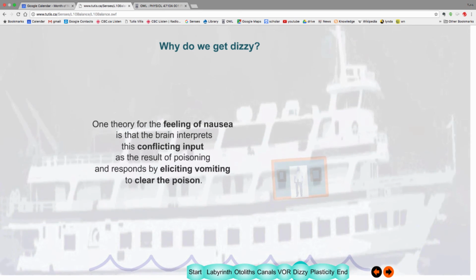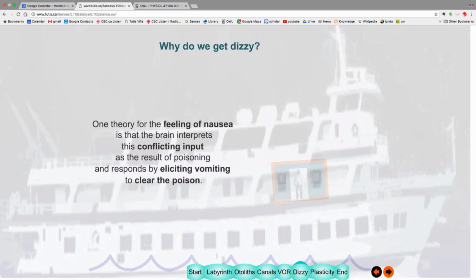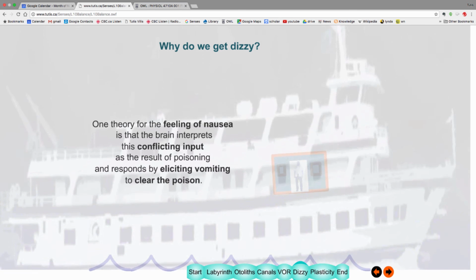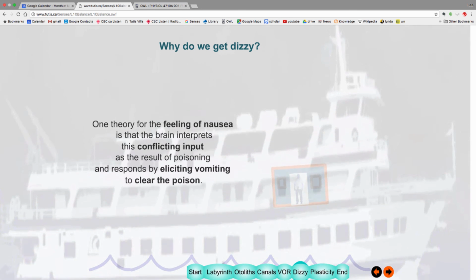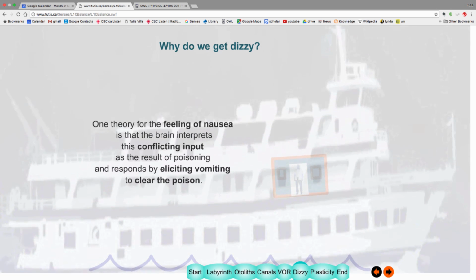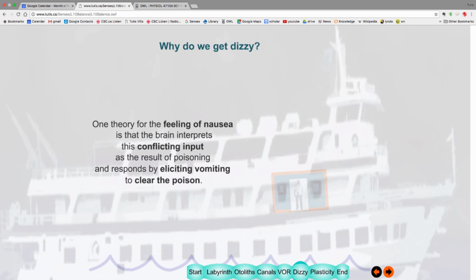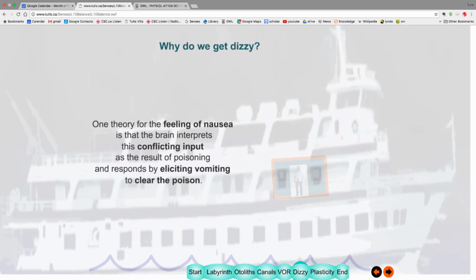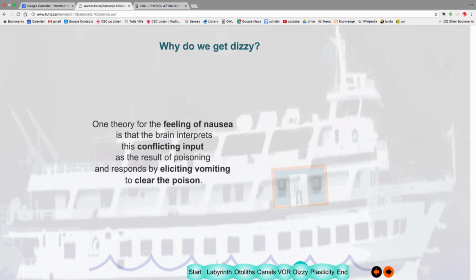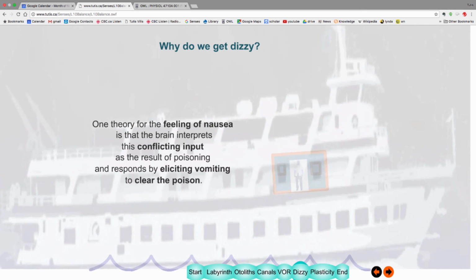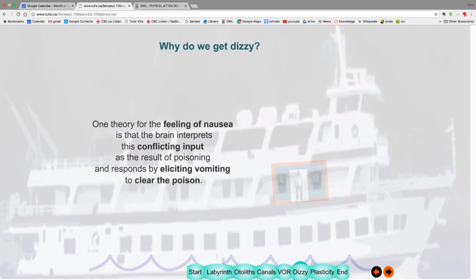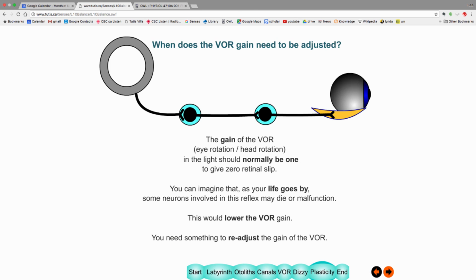Now, often the sense of getting motion sickness is associated with a feeling of nausea. And again, the brain interprets these signals being in conflict, so one signal telling you one thing and the other signal telling you another, as something wrong with the brain itself. And its response is that it's been poisoned, and the best way to avoid that is to elicit vomiting to clear this poison. Okay.